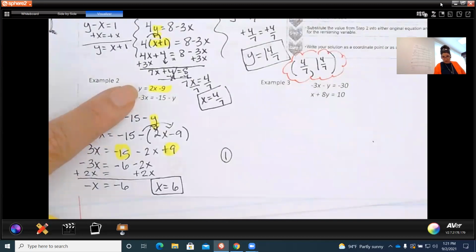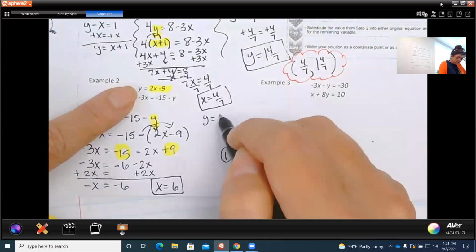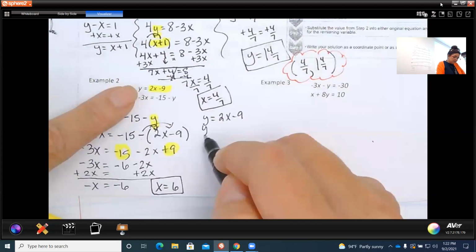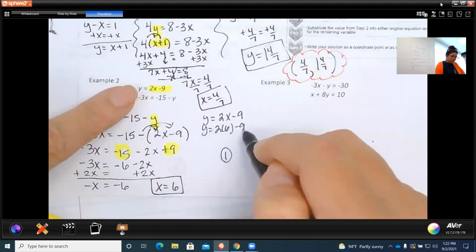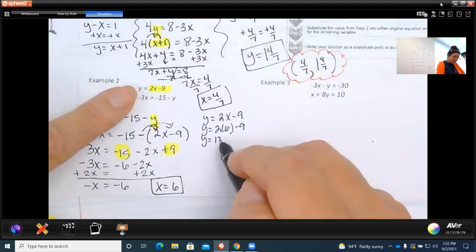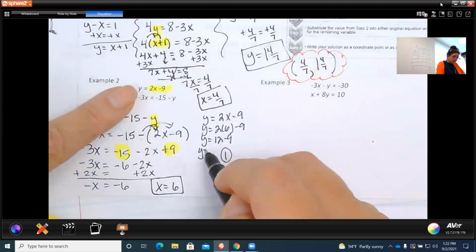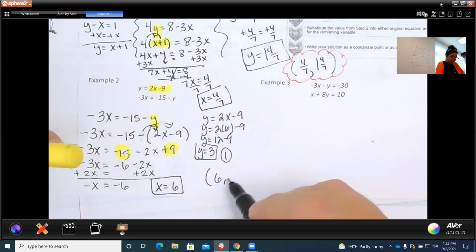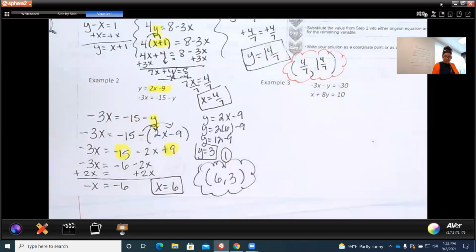So I just pick whichever one looks easier, and I think the top equation looks a little easier. y equals 2x minus 9. So instead of 2 times x, it's going to be 2 times 6. And then just do order of operations. We'll take care of that multiplication first. So y equals 12 minus 9, which is y equals 3. But you want to state your answer as an ordered pair, which would be what? 6, 3. Is that what you got? Yay! That's what I'm talking about.